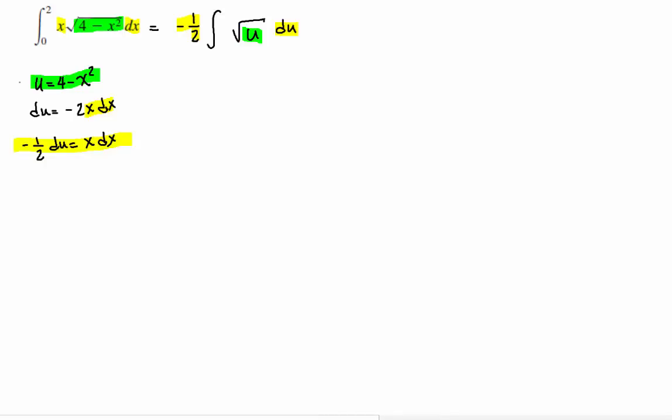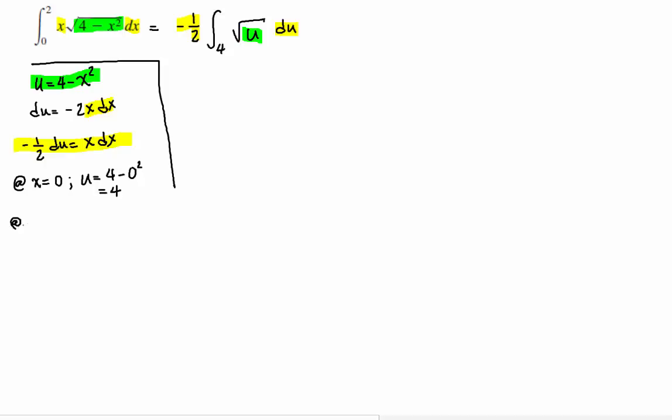So let's take a look at that. Let me make this a little box here. At x equals 0, that is my left endpoint of the interval where I'm going to be integrating. When x equals 0, u will be equal to 4 minus 0 squared, which is going to be 4. So when x is 0, u becomes 4. Since now I'm integrating with respect to u, I don't need my endpoints for x. I need my endpoints for u. So that one becomes 4.